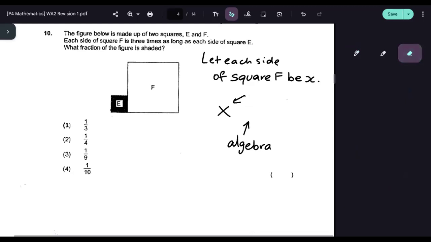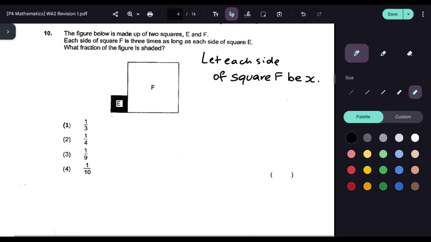Okay, so basically, when I say let each side of square F be x, for example, if I have this side be x, and this side be x, what will my this side be? Because it's 3 times as long, right? So it has to be 1/3 x. And if you cross out my x's, you can see that the fraction of E that is shaded is 1/3. Answer 1.